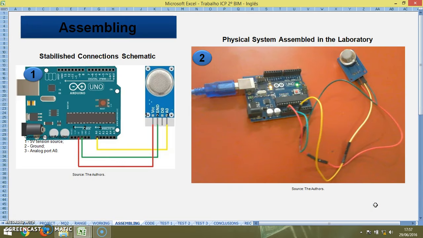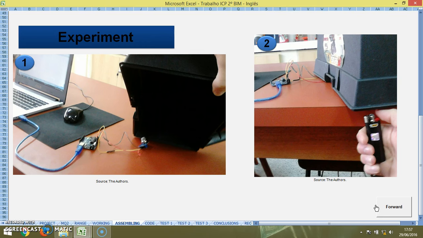Assembling. To begin the qualitative experimental phase of the flammable gas sensor, it was necessary to assemble the physical system, composed of an Arduino microcontroller and the MQ2 gas sensor. The connections between the sensor and the Arduino were made according to the schematic in picture 1. The resulting physical system assembled in the laboratory is shown in picture 2 below. The physical system elaborated for the qualitative test for flammable gas detection is illustrated below.